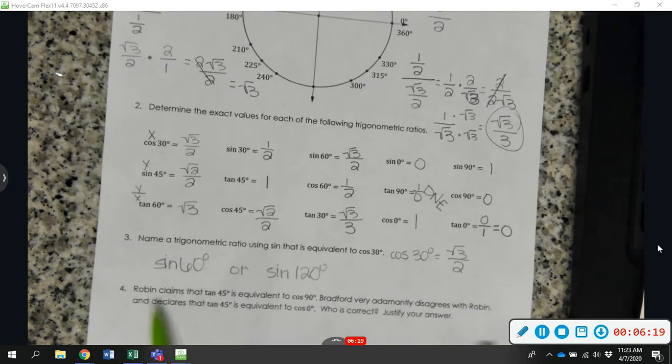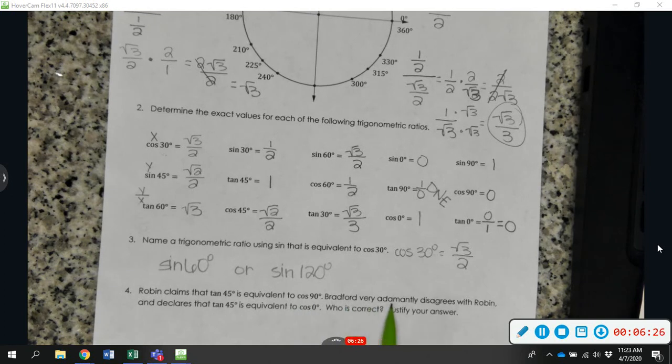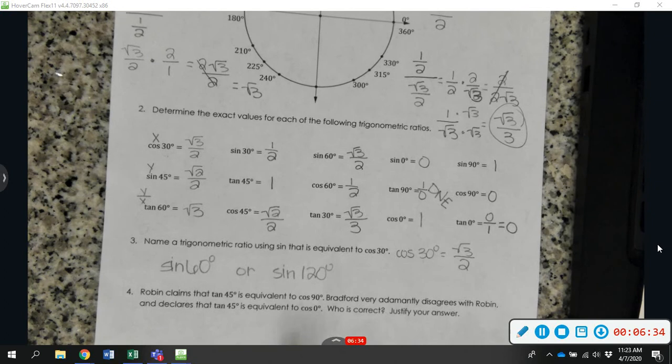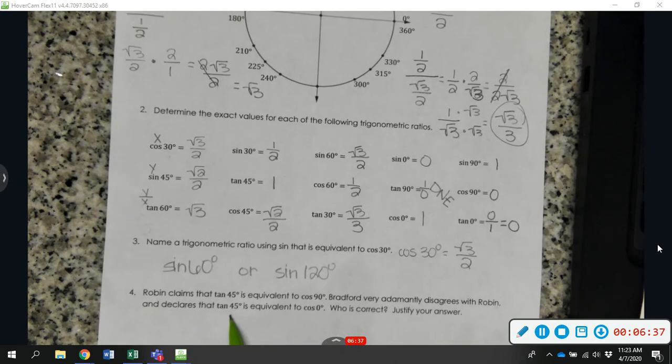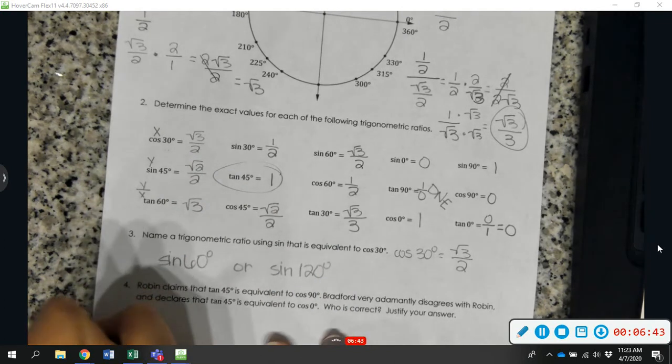Okay, now, Robin claims that tangent 45 is equivalent to cosine 90. Bradford very adamantly disagrees with Robin and declares that tangent 45 is equivalent to cosine of 0. Who is correct? Well, first, we need to find tangent of 45 degrees. Did we find that up here? Yep, we did right here. Tangent of 45 degrees equals 1.